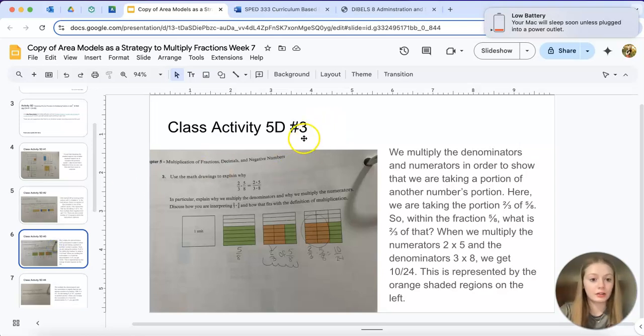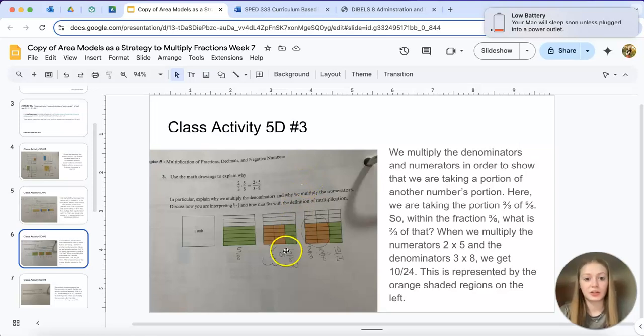Okay, then for this one, we multiplied the denominators and numerators to really just show that we're taking a portion of another number's portion. So here we're taking the portion 2/3 of 5/8. So we start off with our 5/8 here, and that's in green, and then they show in orange the 2/3. Going up and down, 5 out of 8 is green. And then out of that 5/8 section, they took 2/3 of that in orange. So that signifies that we're taking a portion of a portion.